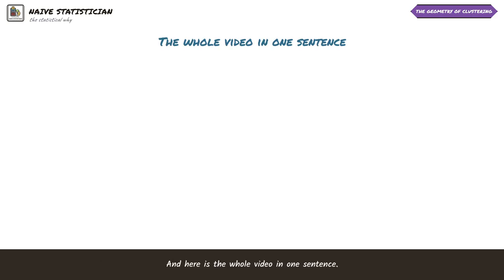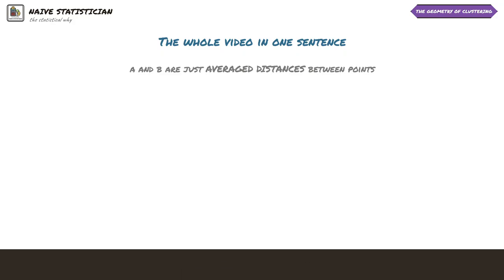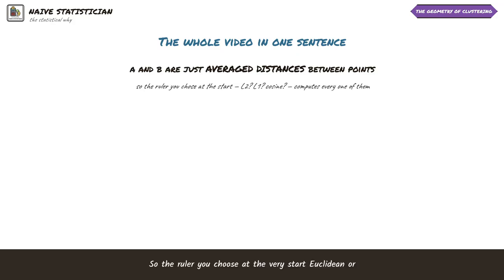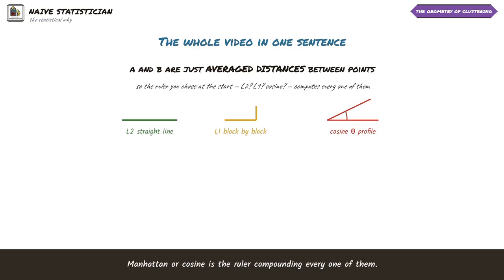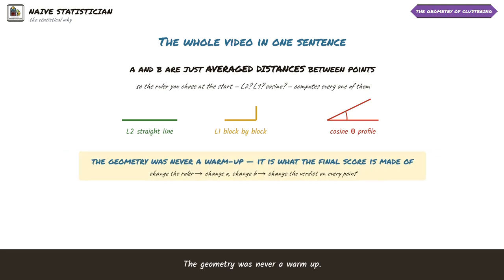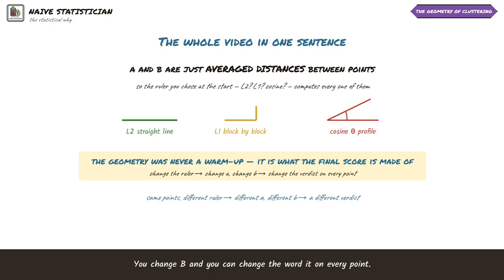And here is the whole video in one sentence. Both a and b are just distances, averaged distances between points. So the ruler you choose at the very start, Euclidean or Manhattan or cosine, is the ruler compounding in every one of them. The geometry was never a warm-up. It is what the final score is silently made of. Change the ruler and you change a. You change b and you can change the verdict on every point.